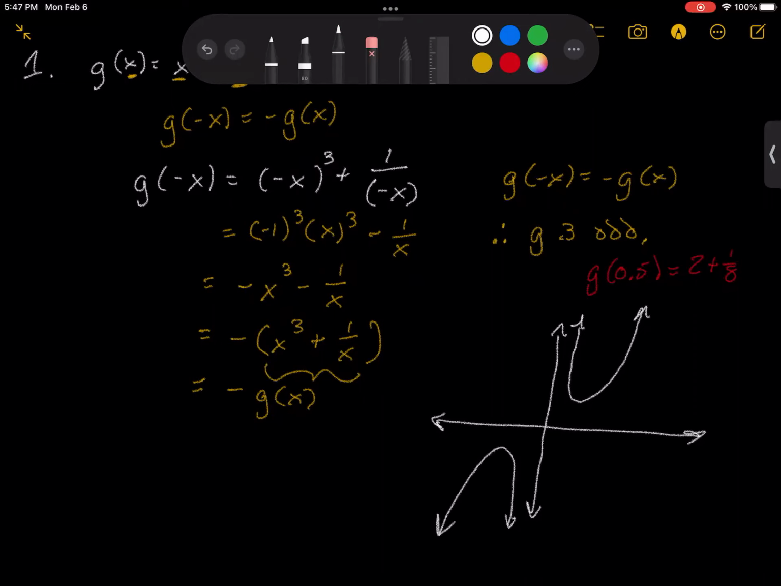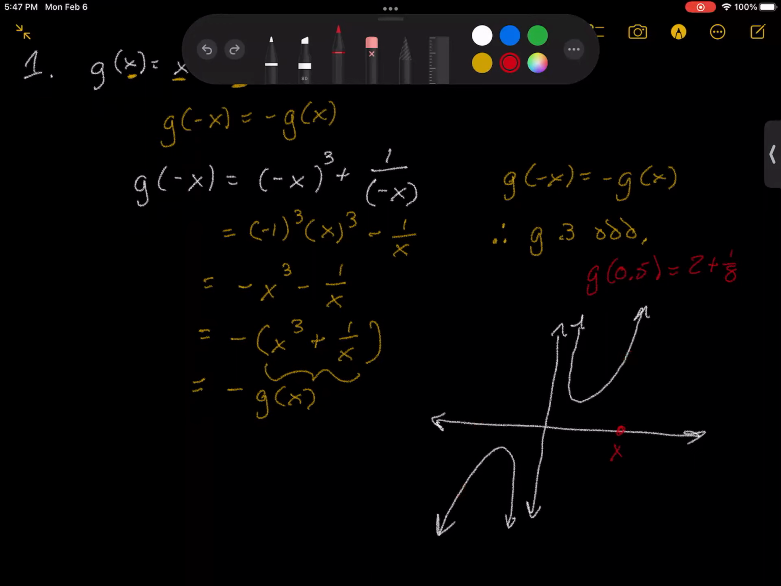Now, notice that's odd, right? This is symmetric over the origin. I could take this part of my graph and reflect it over my y-axis, and then reflect it over my x-axis. And I get exactly that second part of my graph, right? It's the definition of odd. This x value gets mapped up here, so its negative gets mapped down there.